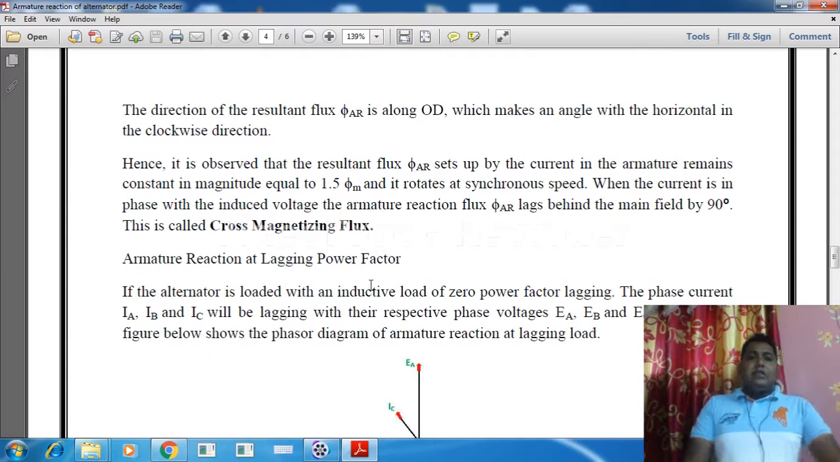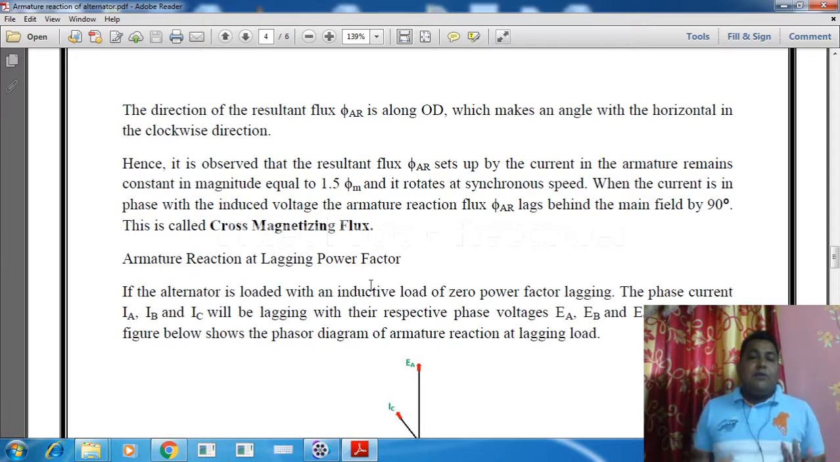So hence it is observed that the resultant flux phi AR set up by the current in the armature remains constant in magnitude at 1.5 phi m, and it rotates at synchronous speed. When the current is in phase with the induced voltage, the armature reaction flux phi AR lags behind the main field by 90 degree. This is called the cross magnetizing flux.